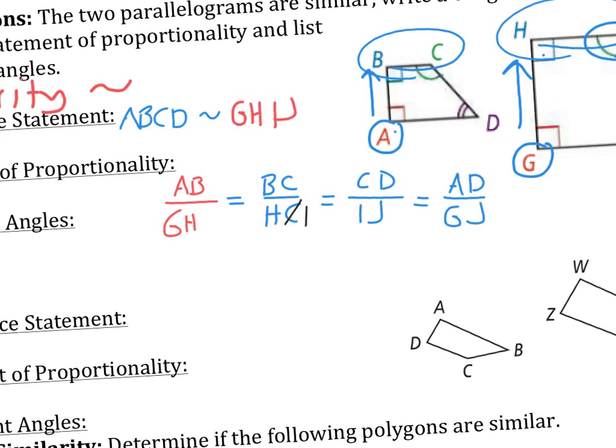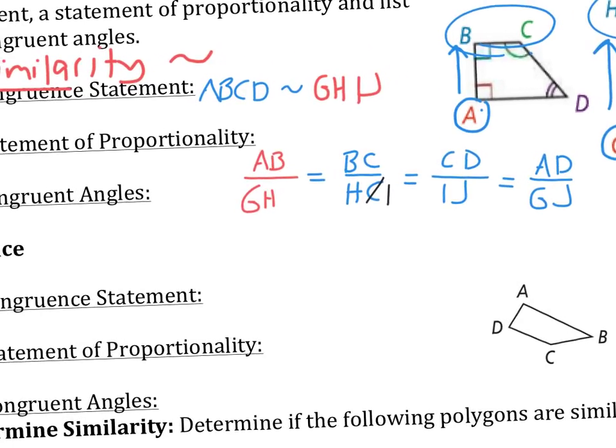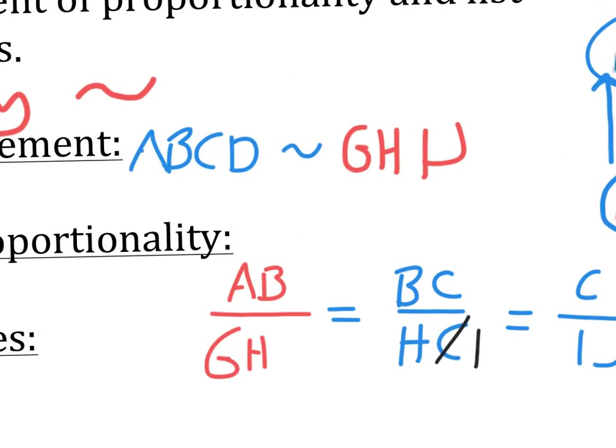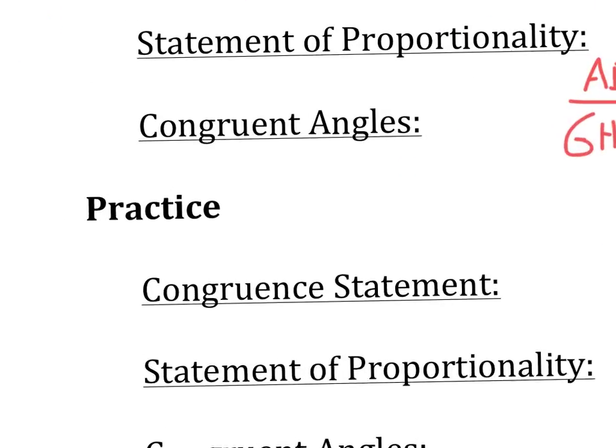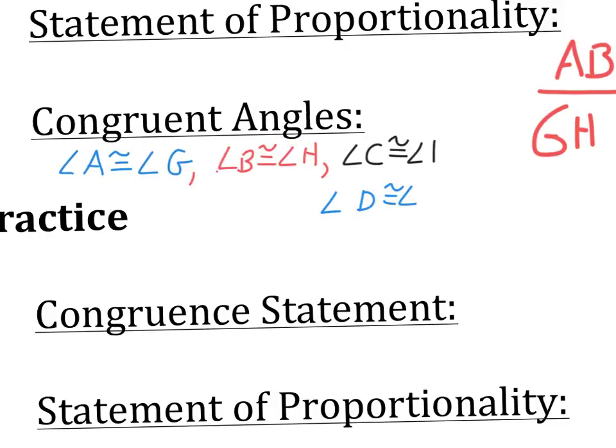All right, and lastly, the congruent angles. We can just mark that up real quick. And notice that once you have this in order, the congruent angles are already given. Angle A is congruent to angle G. Angle B is congruent to angle H. C is congruent to I. And D is congruent to J. So if I fill that out, angle A is congruent to angle G, and so on. So these are my corresponding angles, and they are congruent.